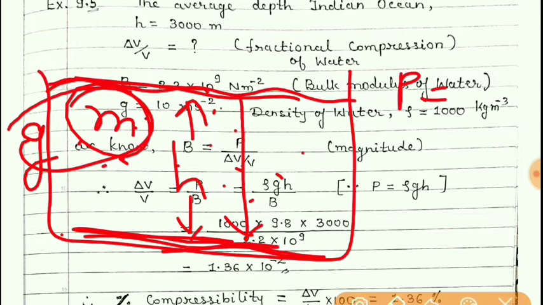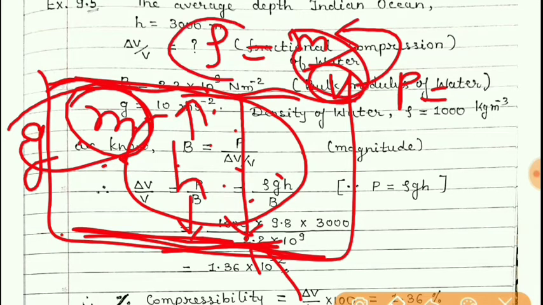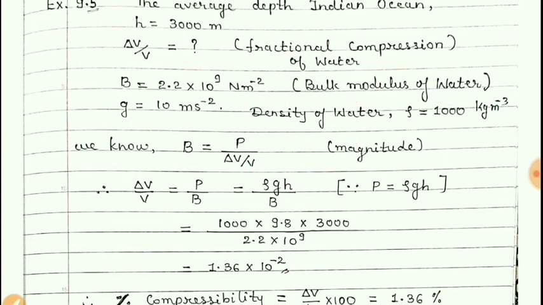rho GH. Rho is the density, and density rho is nothing but mass upon volume, because the water column which is above the surface has some volume, and that volume will have some mass, and so mass upon volume is nothing but density. So this concept is used, and so we have to consider this pressure as rho GH.